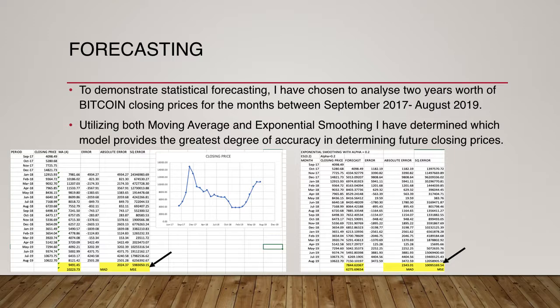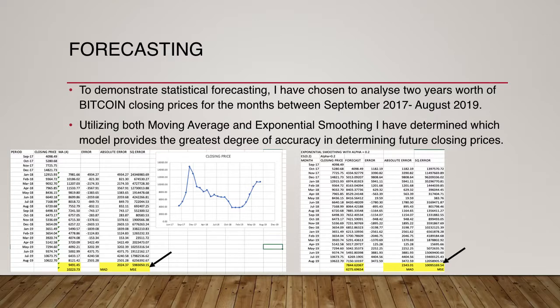But before going into detail on the comparison between the 4-month moving average and the other method, exponential smoothing, it's important to note that, as indicated on the slide, the closing price line graph shows no discernible trends. Bitcoin seems to go up and down pretty sporadically with no trend established.